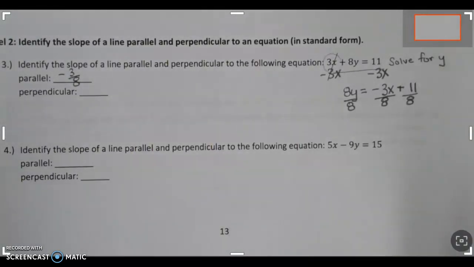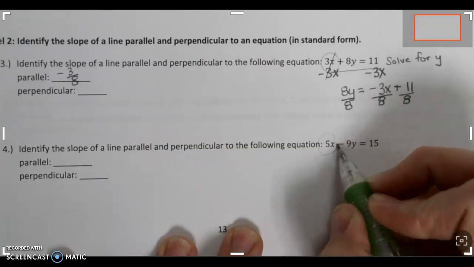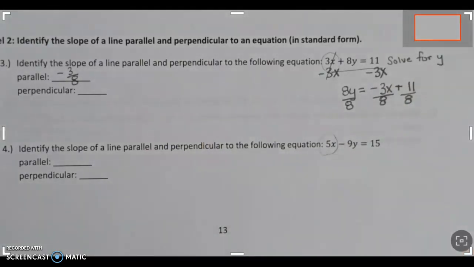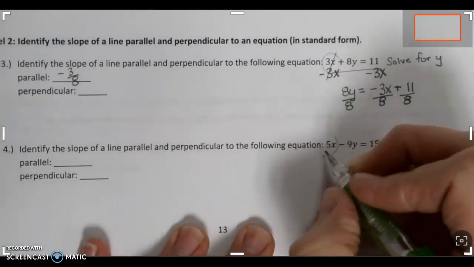Okay, let's do one more of those. Let's do this number 4. Okay, the x part, which is right here, it's not always going to be the first one. It's not always going to be the first thing. But I am going to either add or subtract that piece. So I'm going to subtract 5x.